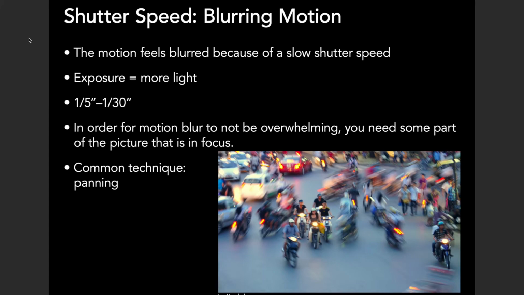So if a bicycle is moving past you, you actually are tracking the motion of the bicycle. You're moving your camera with the bicycle, and then you take that picture. And because you move your camera with the bicycle, it actually looks like it's still, and the background looks like it's moving. So with this picture, we get a little bit of both.